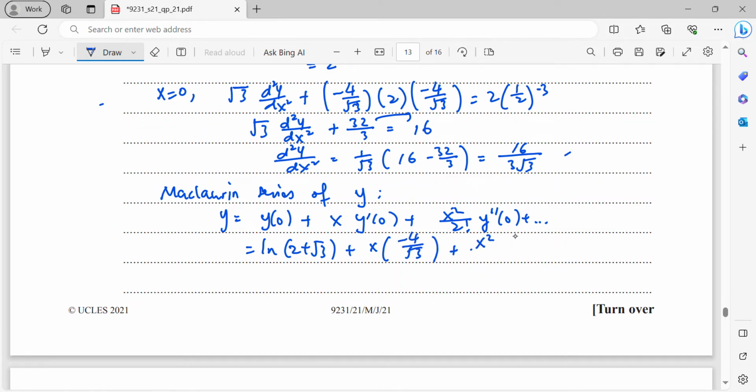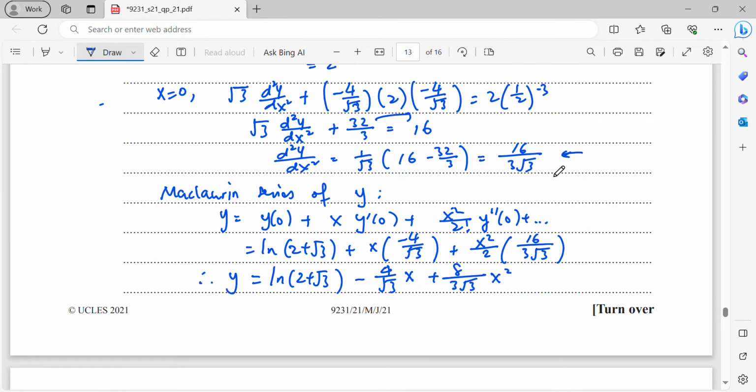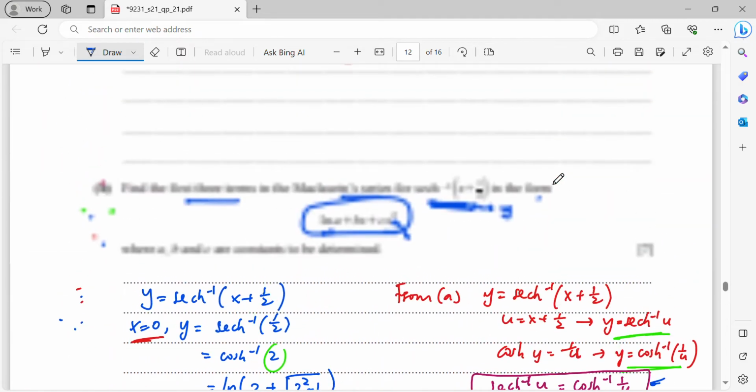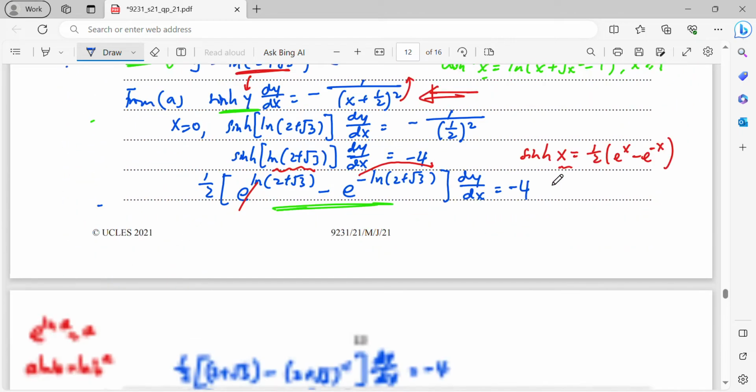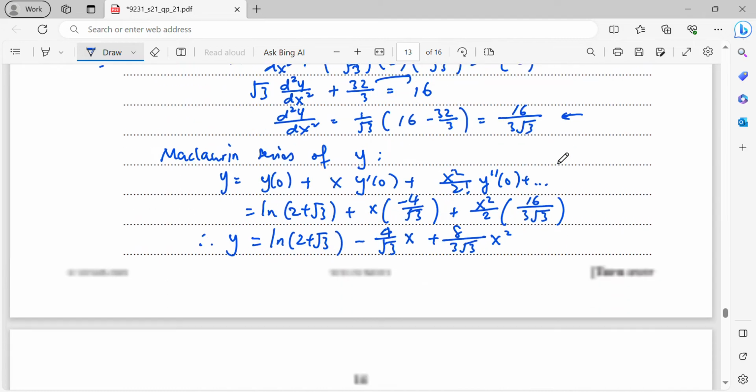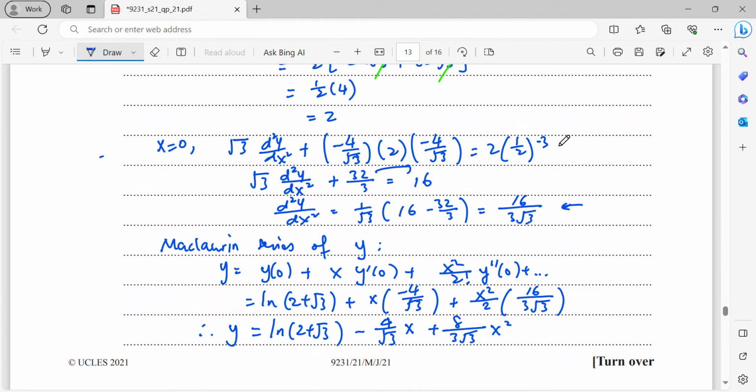Then here, x squared over 2 factorial is 2. Then the y double prime, I get this, 16 over 3 square root 3. So now for the final answer, just simplify all the terms. Then here, minus 4 over square root 3 x. And lastly, it will be 8 over 3 square root 3 x squared. So this is your Maclaurin series. When you refer to here, it will be exactly the same. So with this, we have completed question 7.